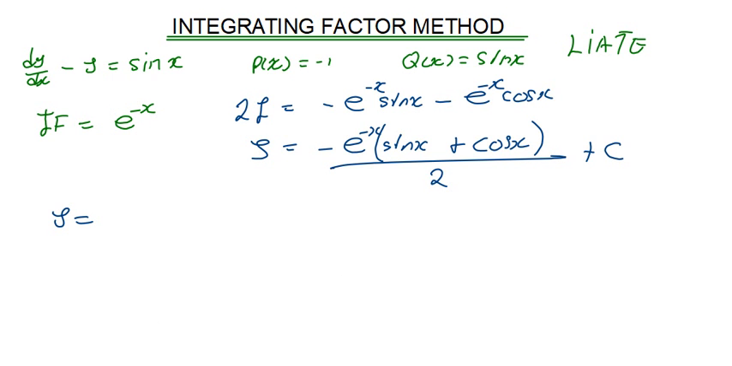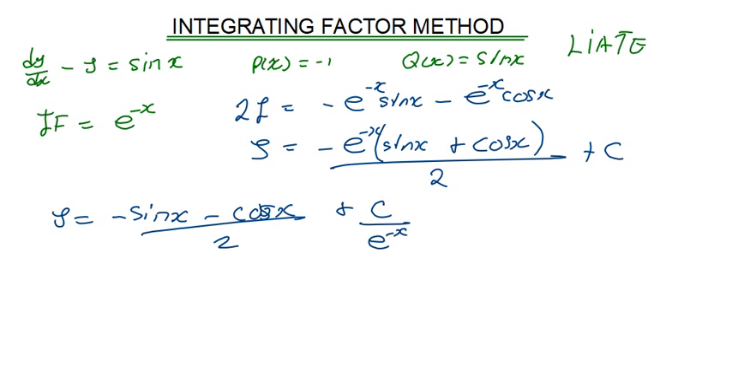You're just going to remain with minus sine x minus cos x, divided by 2, plus c over e to the minus x, of which if you want, you can not use a negative, you can just write e to the x like that, and that's what we have.